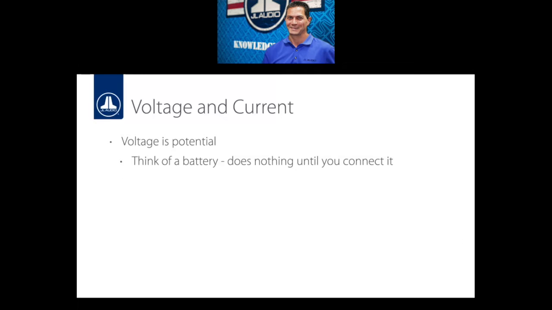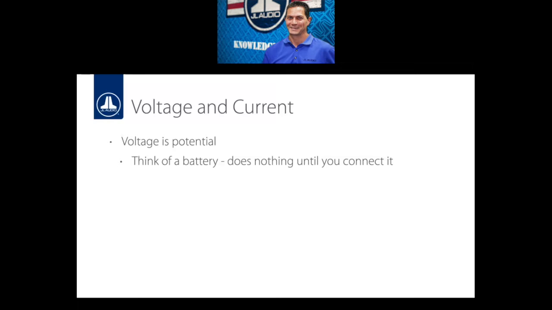Now, voltage, almost by definition, is known as potential. So if you're in a car or in a boat and you've got a 12-volt battery, what does that battery do? If I took one and dropped it on the table in front of me, what good does it do me right there? And again, I am waiting for an answer. Jeff just put up his hands and said nothing. Right. Nothing. In order for the battery to do anything, it has to be connected to something. Otherwise, it just has the potential to do something.